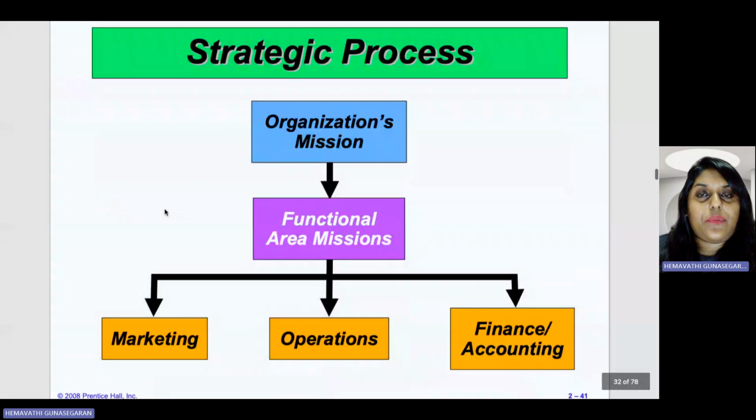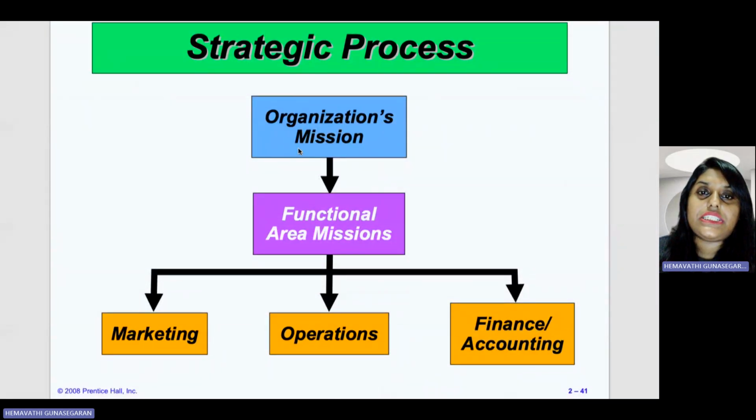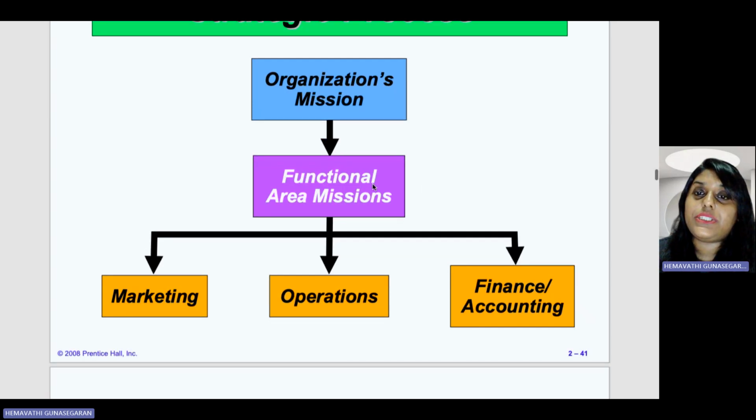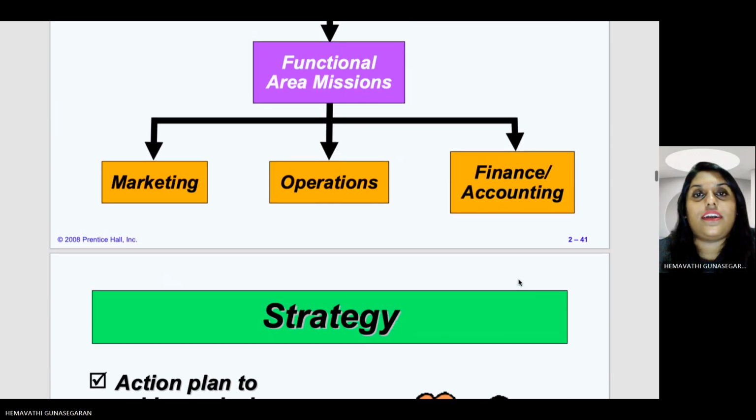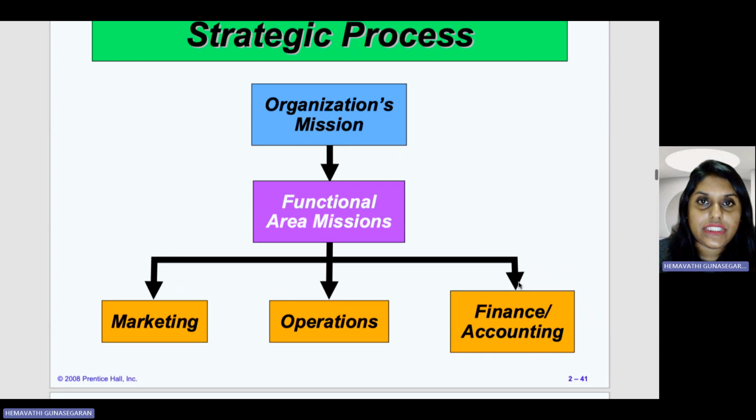All right. And then we have strategic process. Organization's mission is equal to functional area missions. And in functional area mission, we are going to look at each and every department, right? As I said, we have one main organization mission, and then we have functional area missions, right? This mission statement is going to focus on each and every department in operations management. For instance, we have marketing, operations, finance, accounting, right? I hope you understand the mission statement.